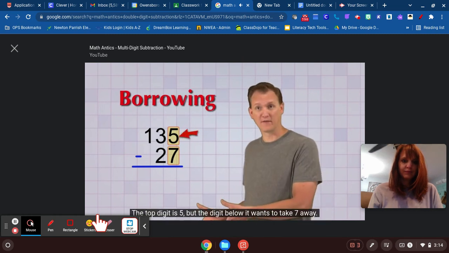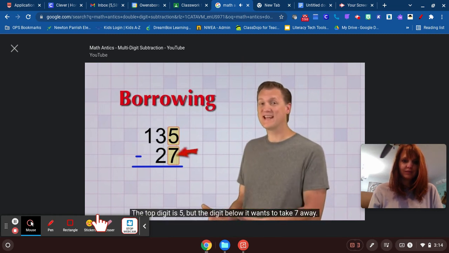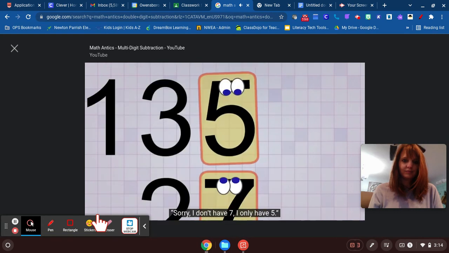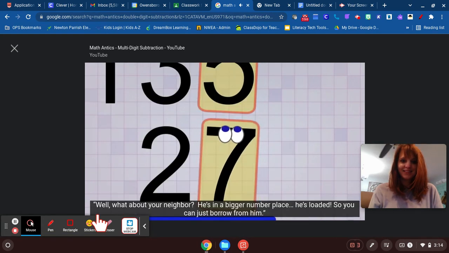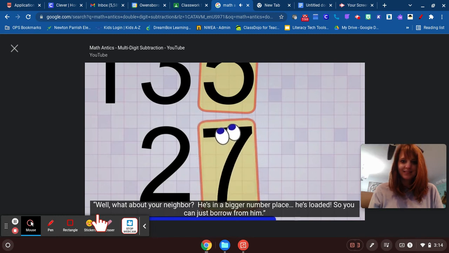The top digit is 5, but the digit below it wants to take 7 away. "Sorry, I don't have 7. I only have 5." Well, what about your neighbor? He's in a bigger number place. He's loaded, so you can just borrow from him.